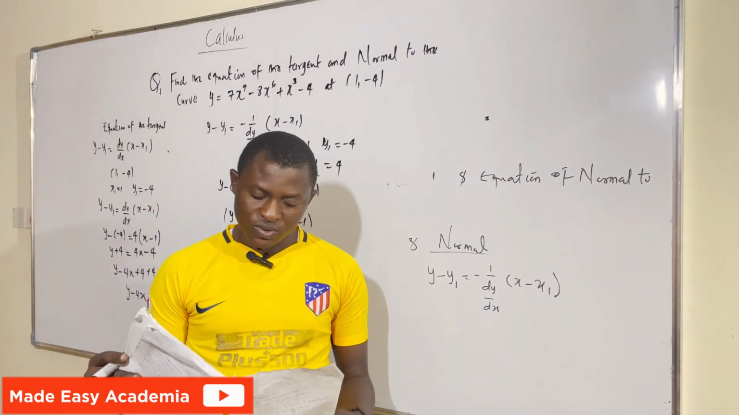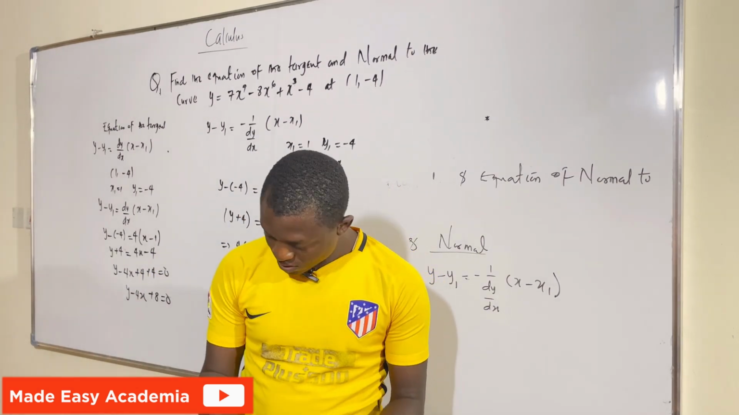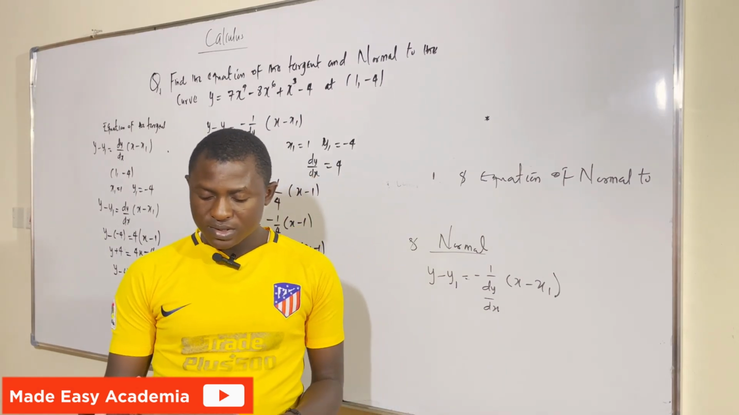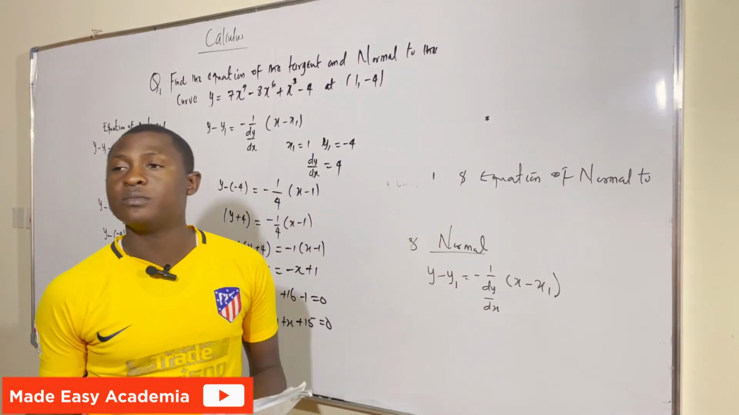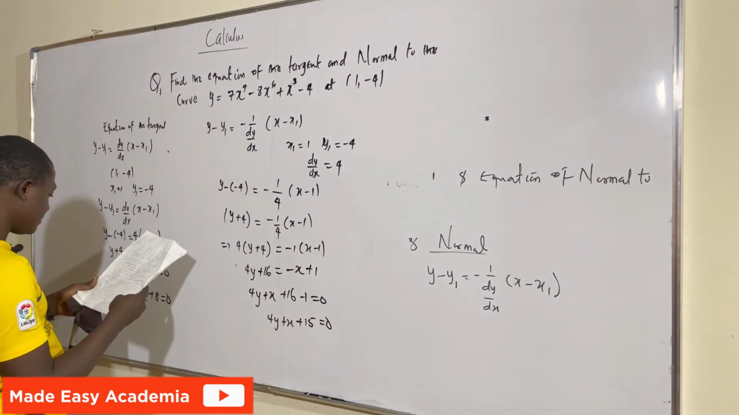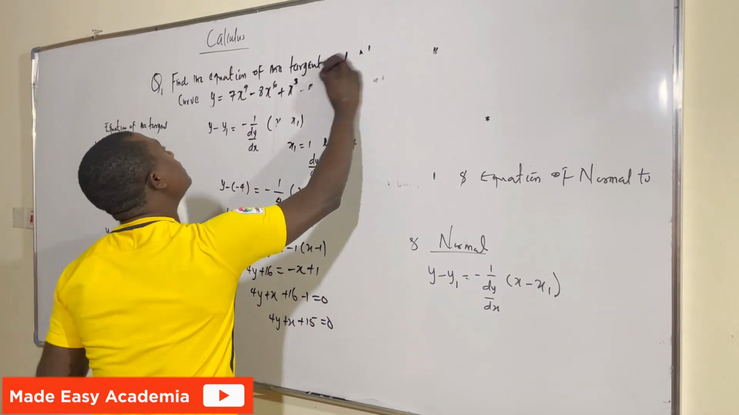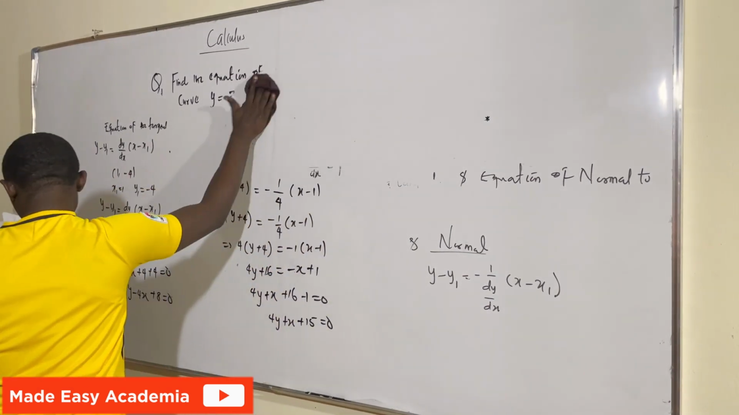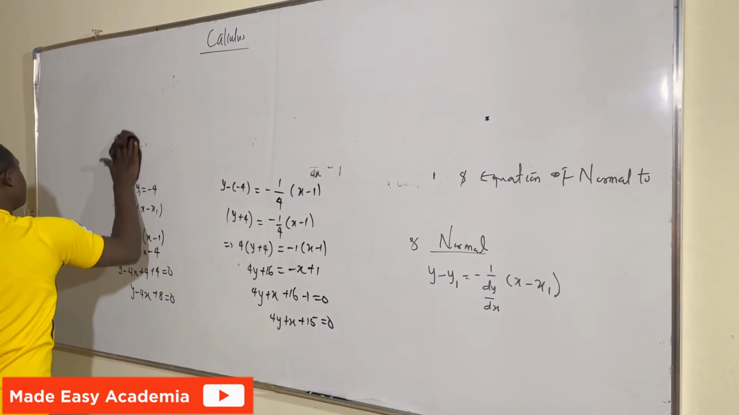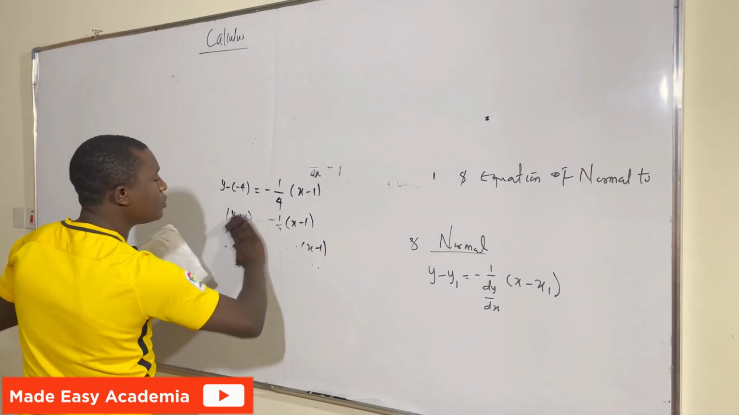Let me just add this one to it. In case you missed it, the second derivative test is used to determine the maximum and minimum point. So how are we going to use the second derivative test to determine the maximum and minimum point? We have what we call critical values.